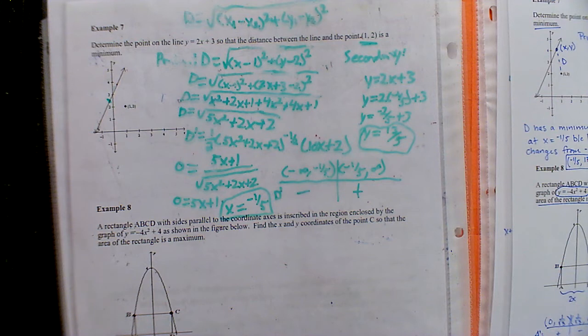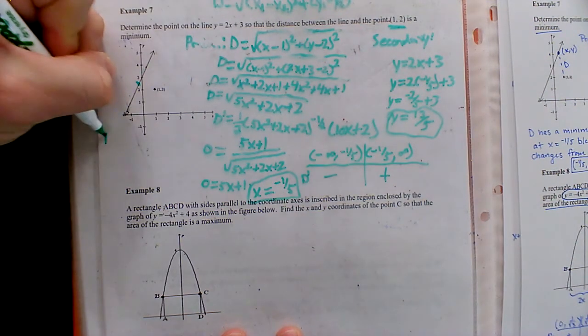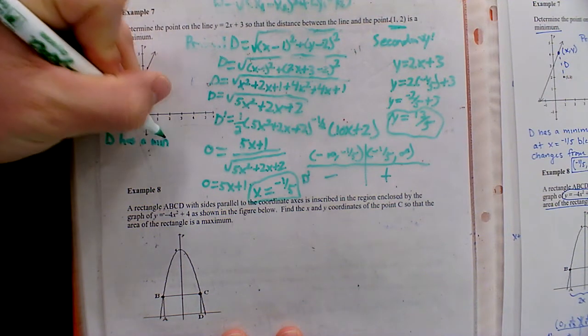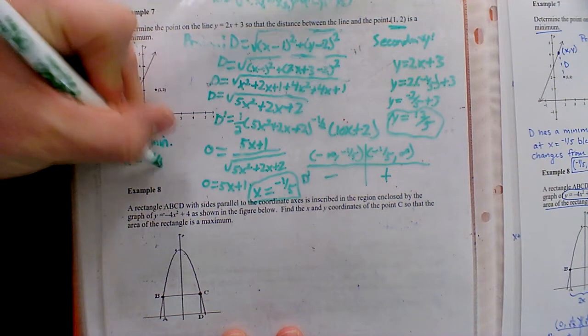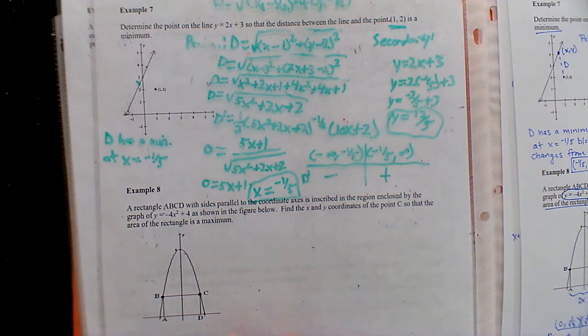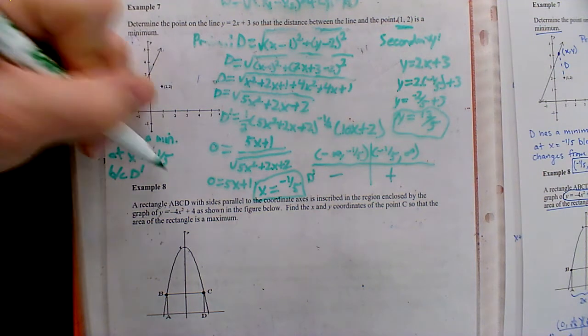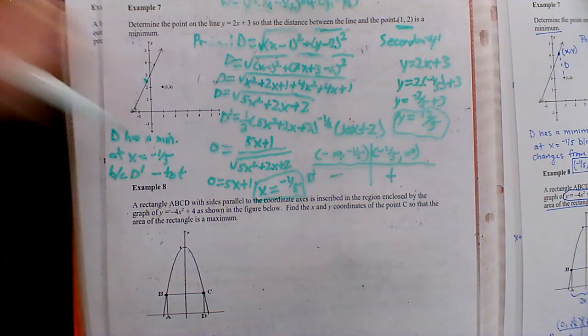So our final conclusion is going to be D has a minimum at x equals negative 1/5. So the distance has a minimum at x equals negative 1/5 because D prime goes from negative to positive.